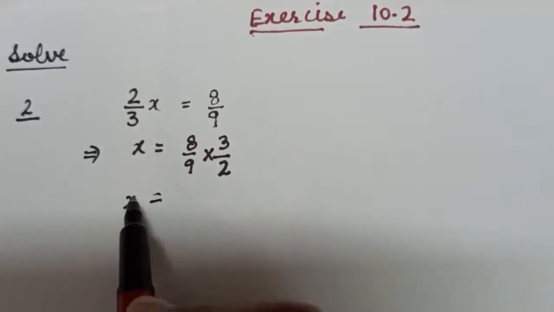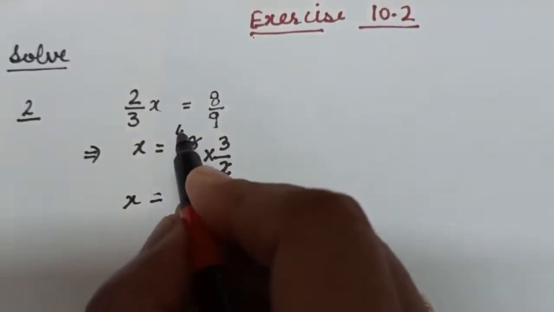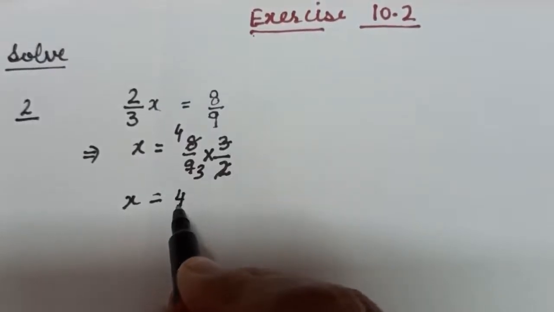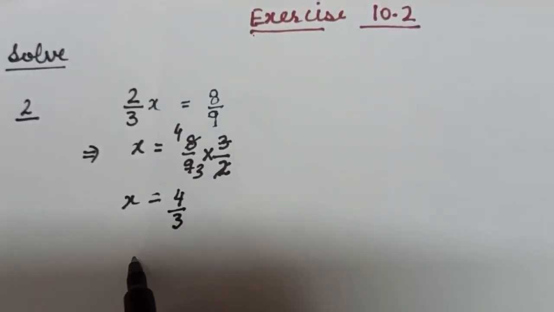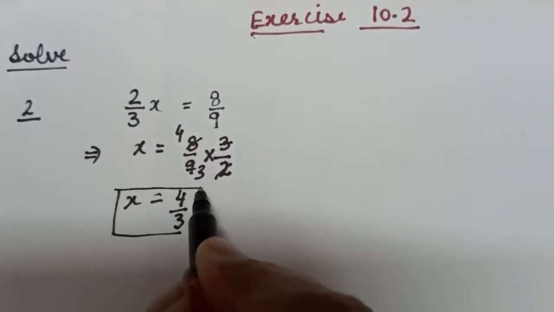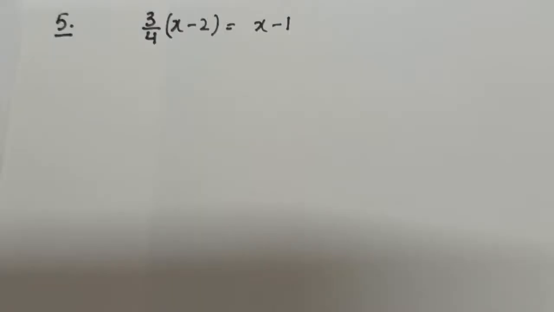Alright, now x is equal to, we will here reduce them to lowest, so we are left with here 4 upon 3. So x is equal to 4 upon 3 is the answer. Alright. Question number 5 is 3 upon 4 into x minus 2 is equal to x minus 1.